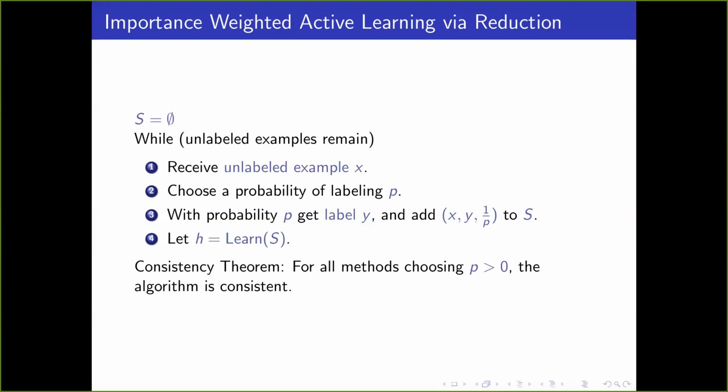Okay, so let's think about importance-weighted active learning. I would call this the IWAL algorithm. You start out with no labels. You run through your unlabeled examples. You receive some unlabeled example. You choose some probability of labeling it, which will be P. And then with probability P, you get the label Y. And then you add (X, Y) with an importance weight of 1 over P to your data set. Okay, and then we let our hypothesis be whatever we learn on that data set.